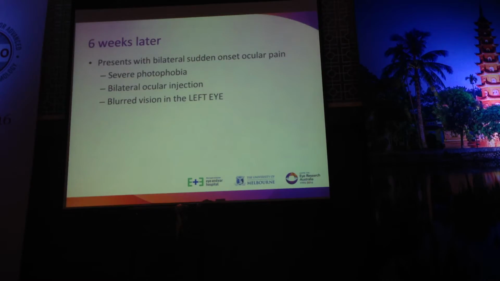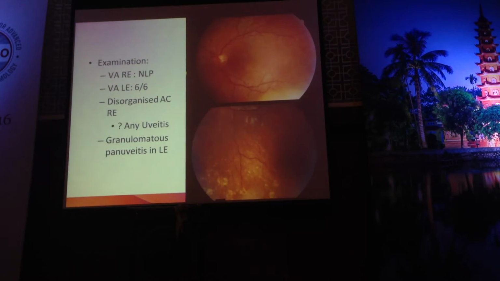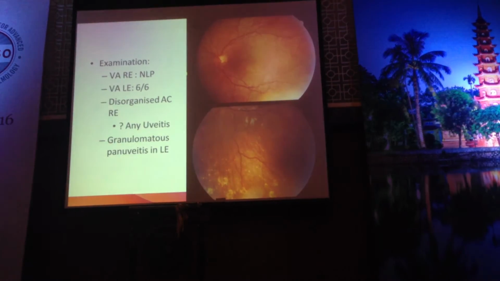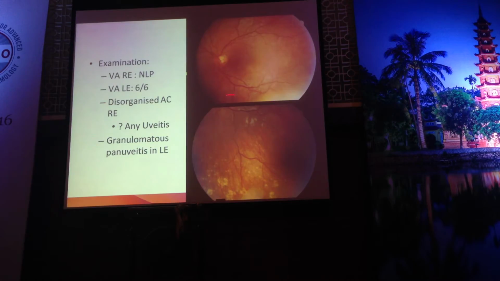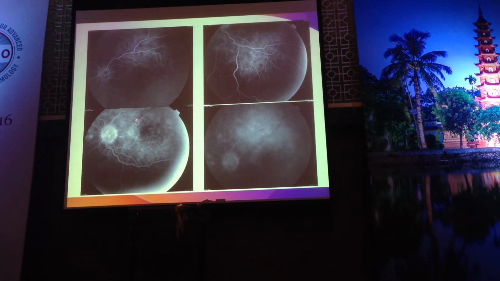6 weeks later, he presents with bilateral sudden-onset ocular pain, severe photophobia, bilateral ocular injection, and blurred vision in his remaining eye. This is the examination of his left eye. The right eye you've already seen, quite inflamed, disorganised anatomy. In the left eye here, though, you can see that he's actually got a granulomatous panuveitis. So you can see the granulomas here, with a slightly hazy view due to the degree of the vitritis. So all of you will know what the diagnosis is. Sympathetic ophthalmia, absolutely. This is the angiogram. Again, you can see here the areas of leakage from the areas of inflammation.